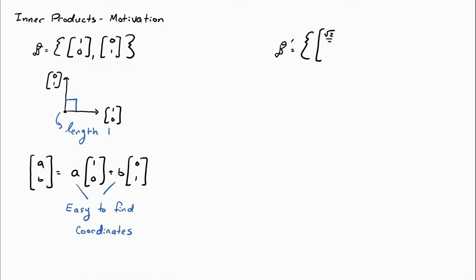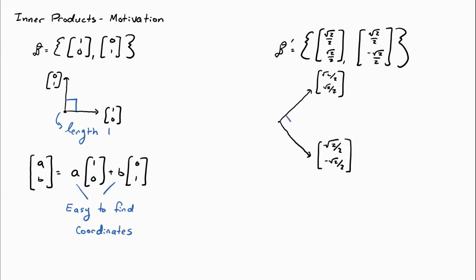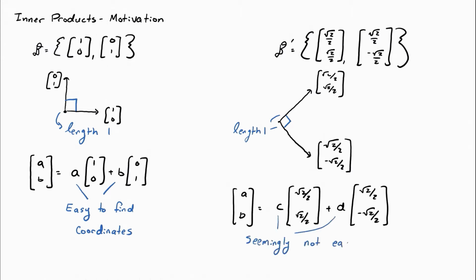This isn't the only basis of R2. Here's another one. We can draw these vectors. Once again, they're perpendicular and have length 1. However, it's seemingly much more difficult to write coordinates of this vector. That's where inner products come into play. We're going to make finding coordinates in B' almost identical to finding coordinates in B.